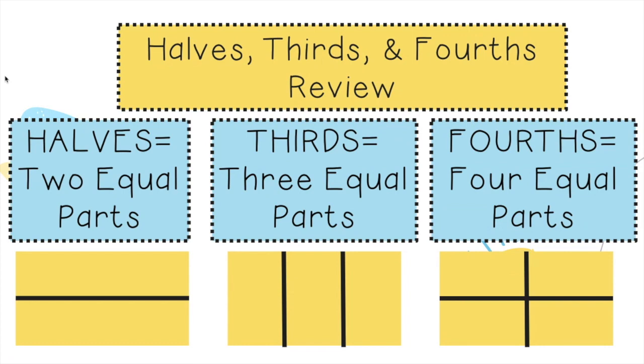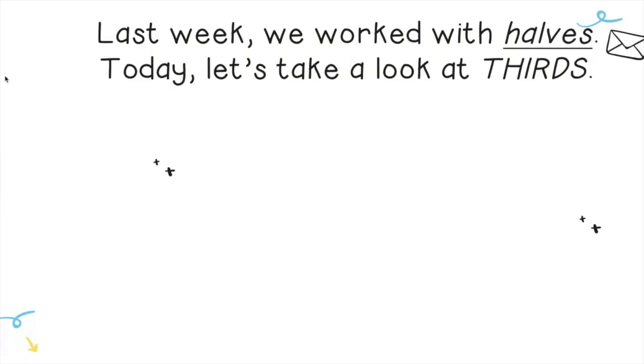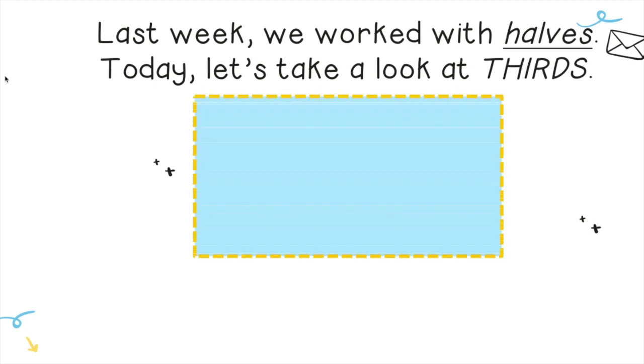So we'll be looking at different ways to partition a rectangle. But here for the thirds, I have vertical lines. And then the fourths, I have vertical and horizontal lines. So last week we worked with halves. Today, let's take a look at thirds.